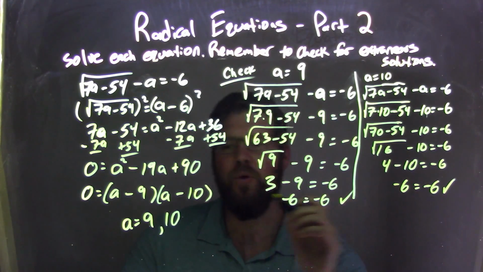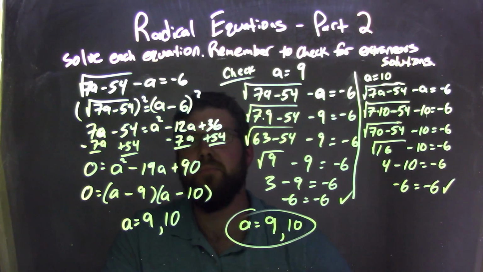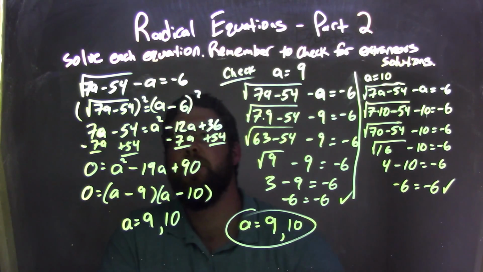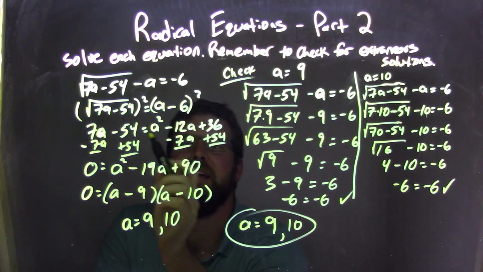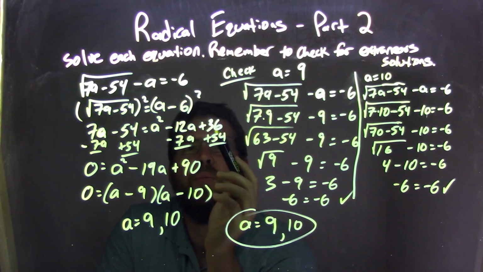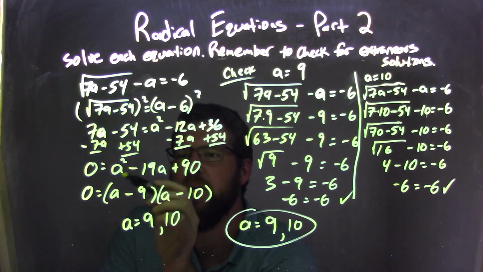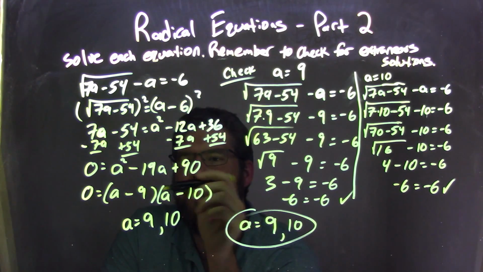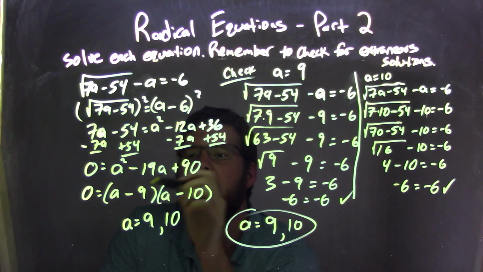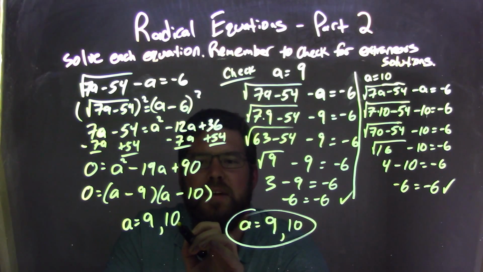My left and right hand sides are equal, so my two solutions are both of them that we found, 9 and 10. So let's recap. We're given the square root of 7a minus 54, minus a, equals negative 6. I brought the a over and then squared both sides. That eliminated the square root, giving me 7a minus 54 equals a squared minus 12a plus 36. I then subtracted 7a from both sides and added 54 to both sides, leaving me with 0 equals a squared minus 19a plus 90. I then factored that, got a minus 9 times a minus 10, and set both of them equal to 0 to solve. I got a equals 9 and a equals 10.